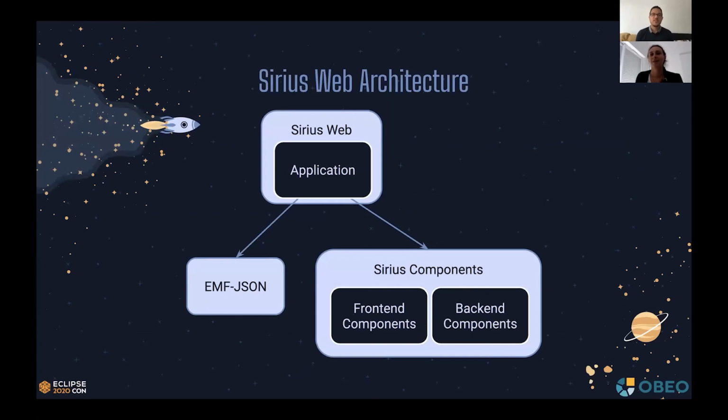Well, we have open sourced 3 different repositories. First of all, EMF JSON, an open source component to load and save EMF models as JSON resources. Sirius component, with backend and front-end components that are reusable to create your own web application. And Sirius Web, a sample web application which uses the components available in the whole Sirius project to create a graphical designer for your DSL.